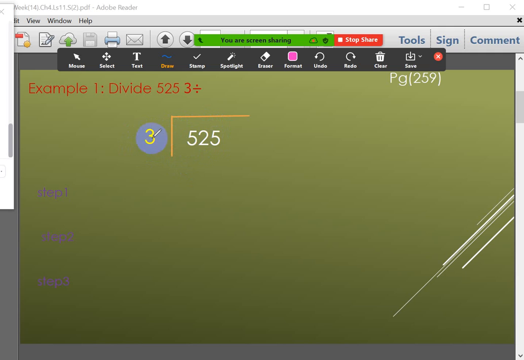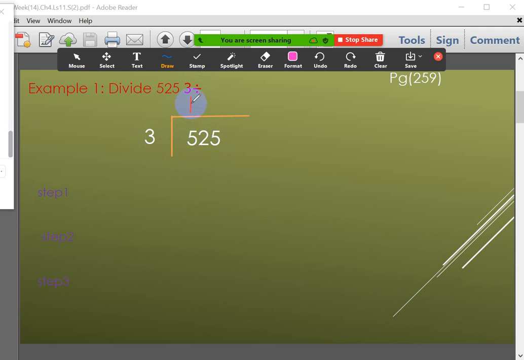How many 3's in 5? How many 3's? Just one. Very good, Bisan. So I have one 3 in the 5. So I will put 1 where? In the hundredths digit, right? 1 in the hundredths digit. The first digit is the hundreds.